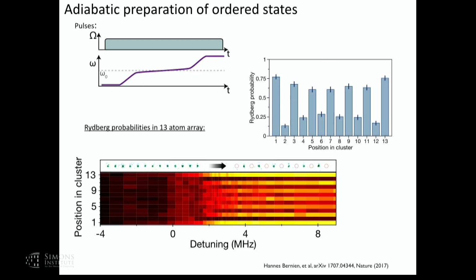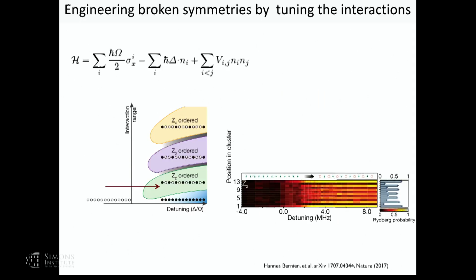And I indicated that we can actually program the interaction. There are two easy ways to do it. One is to pick a different Rydberg state where the interaction is much stronger, or alternatively, just bring the atoms closer. That way, for a given interaction range, more atoms will be blocked. And that's what we have done here. We change the atom separation, which effectively changes the interaction range.